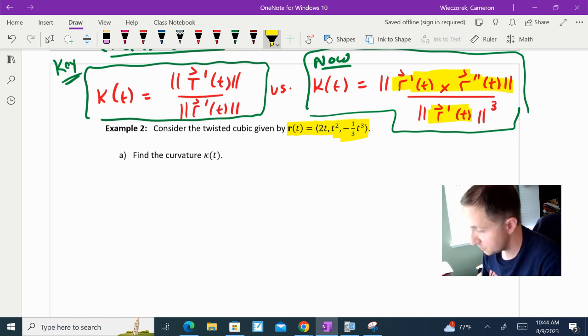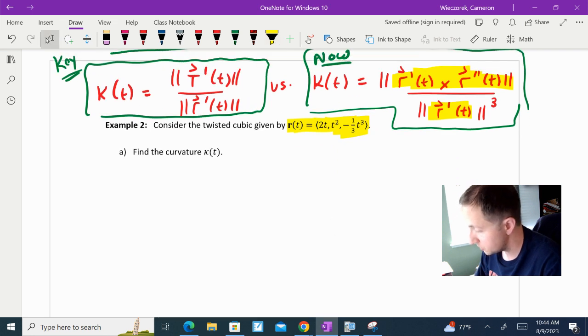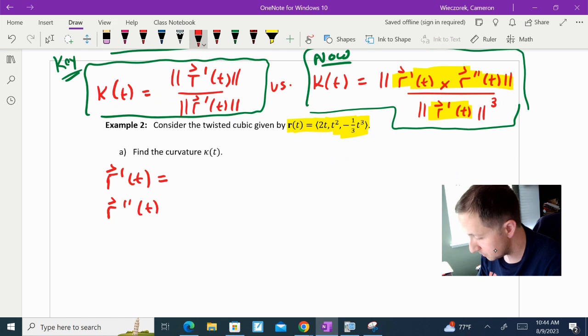All right, so let's do this step by step. What are some of the tools we're going to need? Well, we're going to need the tangent vector r prime, and we're also going to need the second derivative because we're going to need to take the cross product. So let's do this step by step and not rush it.